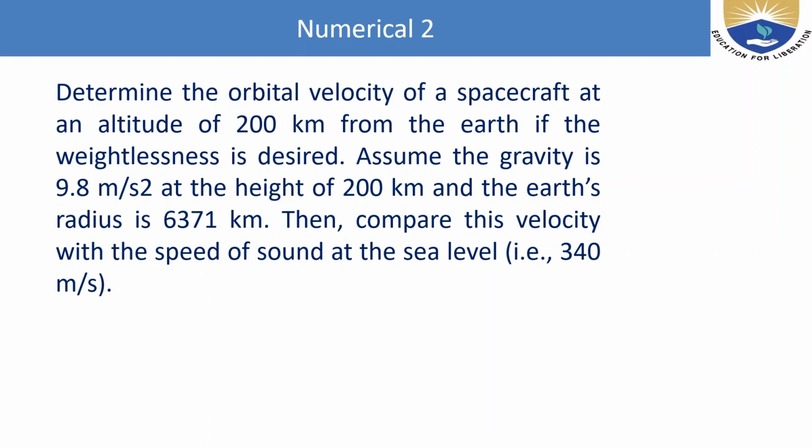So here the things are given. R is given, so it is 200 times 1000 plus 6371 times 1000 meter, because the altitude is 200 kilometer, so 200 into 1000 plus the radius of the earth. So we know that we have to find out the velocity. So we know that G is equal to V square by R.